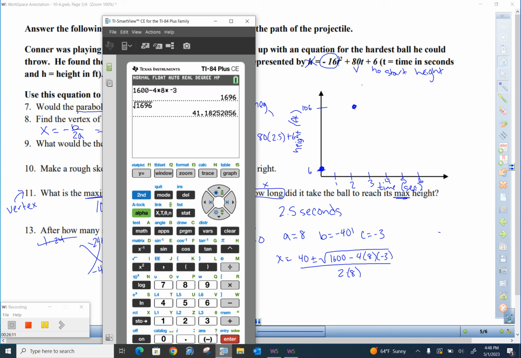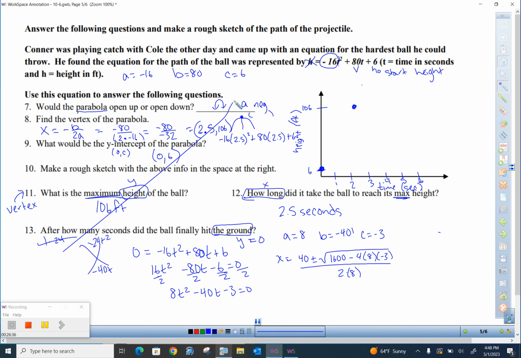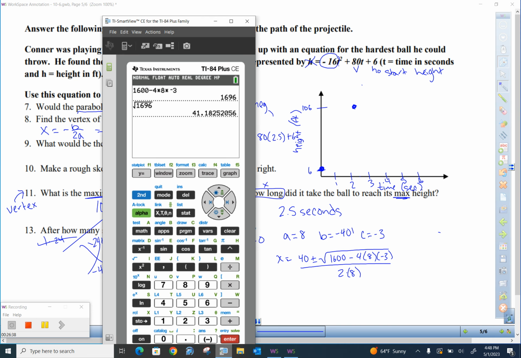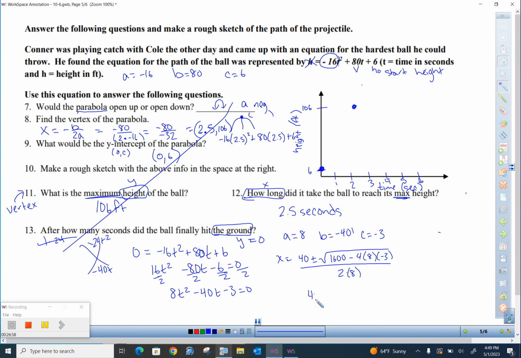Okay, not a nice number. We knew that because it wasn't going to be factorable. This is one that I'm not going to have you spend the time to write it exactly, because even if I could break this down, it's not going to give me a nice answer. When I'm talking about time in seconds, we want the decimal, we want the approximate value. Okay, so we're not going to spend time simplifying that 1696. We're just going to rewrite it and then find our two answers.